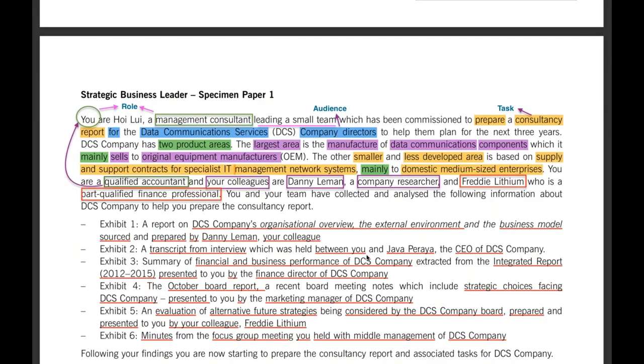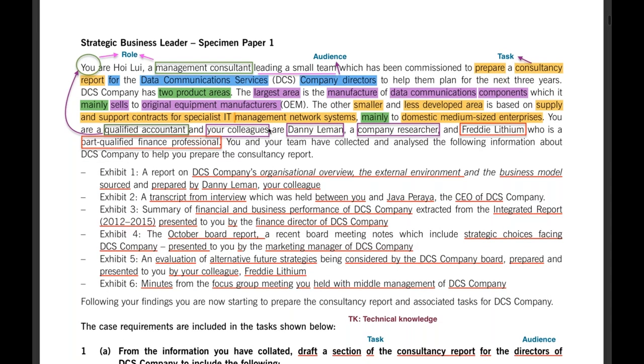I'm sure that you have had a look. I will be sharing the one that I've already annotated in the WhatsApp group. If you're looking at this particular specimen number 1, this is the introduction of your paper. The one that I have circled here is actually you. If you still remember what I went through yesterday about the role, this is who you are. Here you are the management consultant.